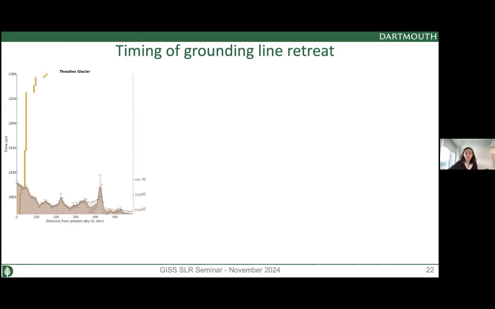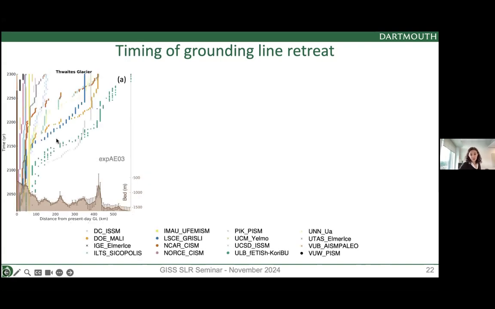So if we take, for example, one of these models, we see that the grounding line starts here. That's the position at every year. We see that it's very stable, starts retreating, then gets anchored on that pinning point here, and then retreats more towards the end. So that's for one of the ice models, and then we can add all the other models.